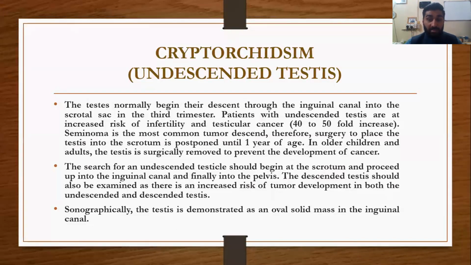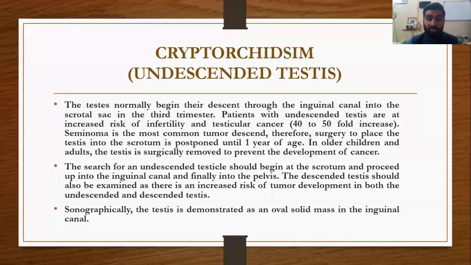Therefore, surgery to place the testes into the scrotum is postponed until 1 year of age. In older children and adults, the testis is surgically removed to prevent the development of cancer. The search for an undescended testicle should begin at the scrotum, then proceed up into the inguinal canal, and finally into the pelvis. Both testes should also be examined as there is an increased risk of tumor development in both the undescended and descended testes.